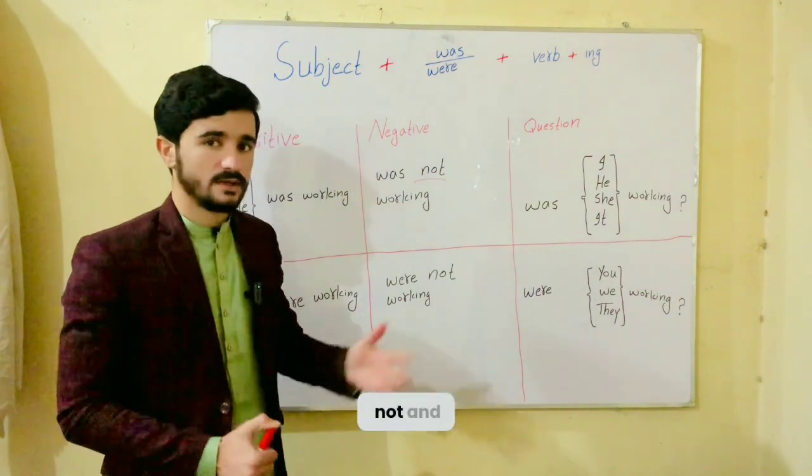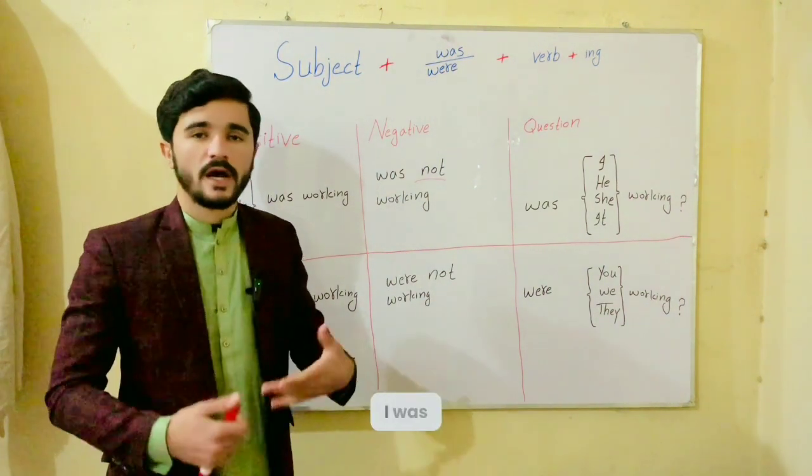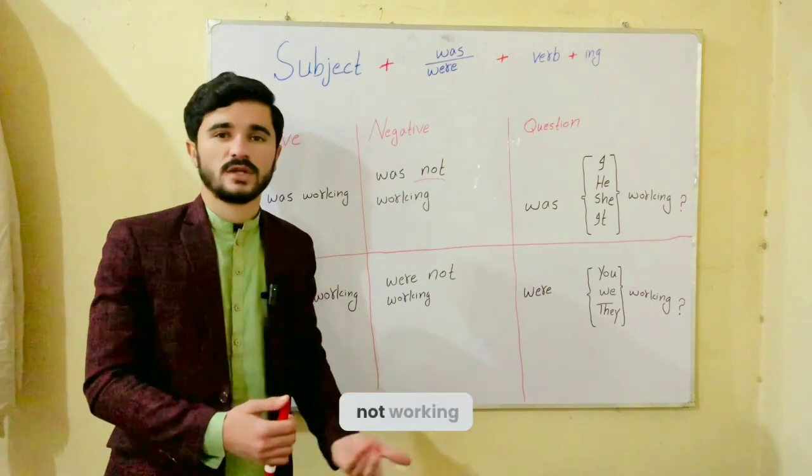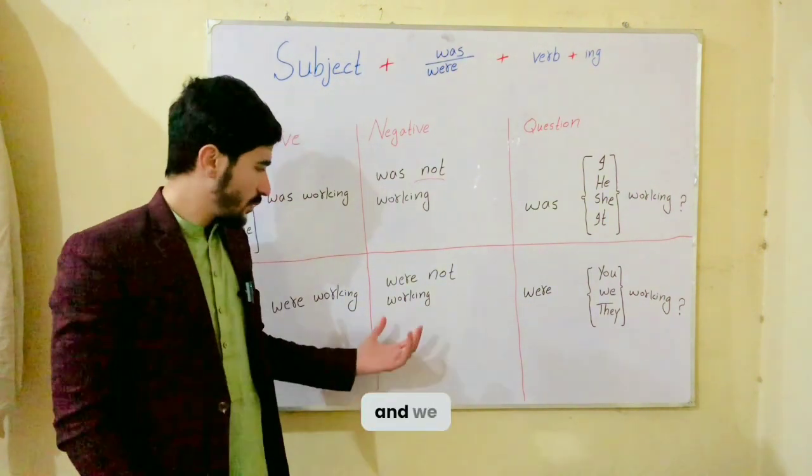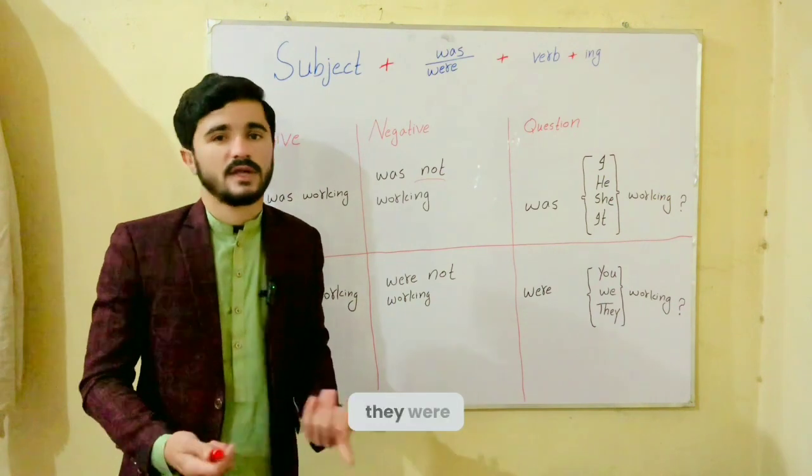In the negative sentence, it's simple, we use not after the helping verb. Like I was not working, she was not working, we were not working, and they were not working.